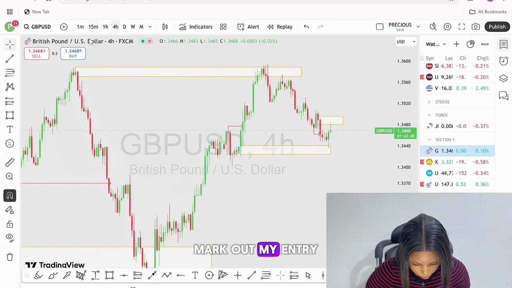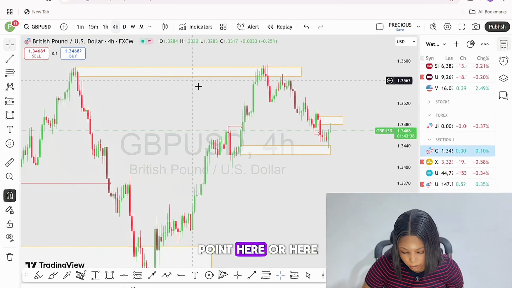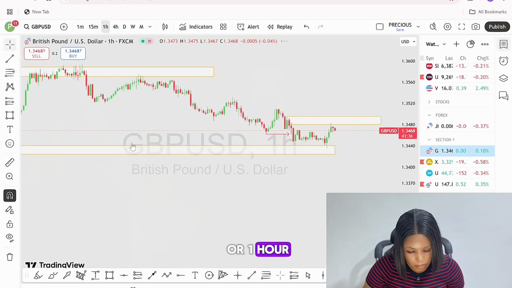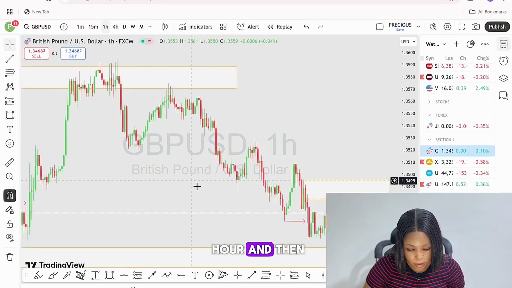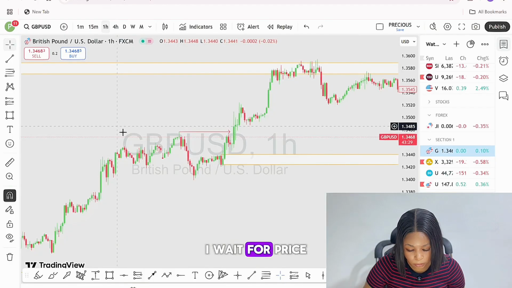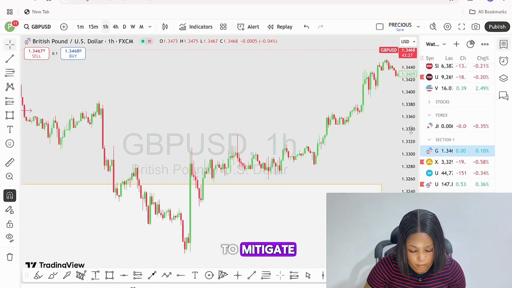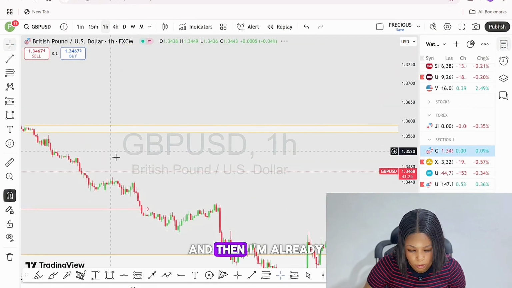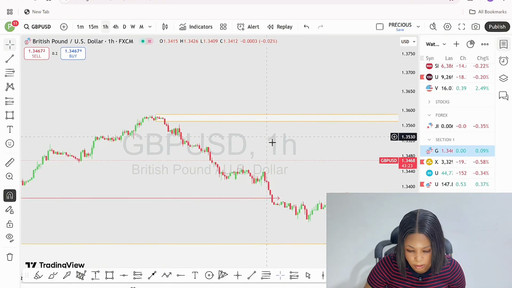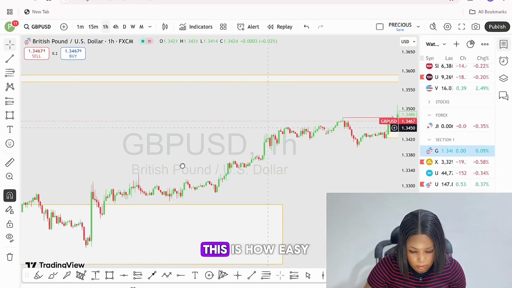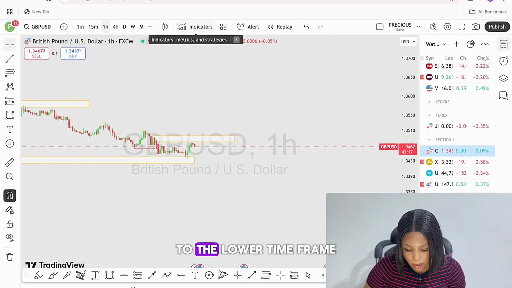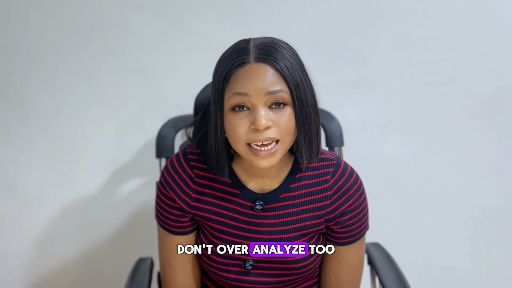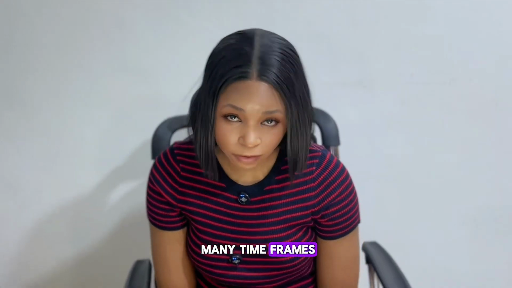Mark out my entry point here or here, or 1 hour. Mark out my entry point on 4 hours, 4 hour or 1 hour, and then I wait for price to mitigate, and then I'm already in profits. So this is how easy it is to work your way from the higher time frame to the lower time frame.